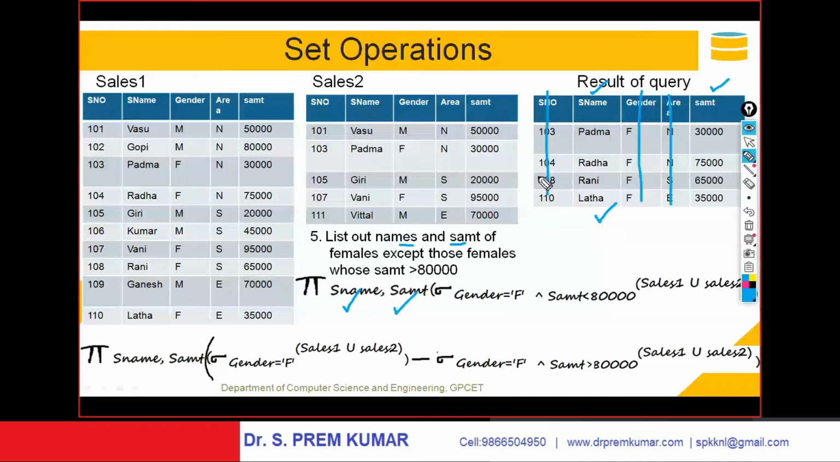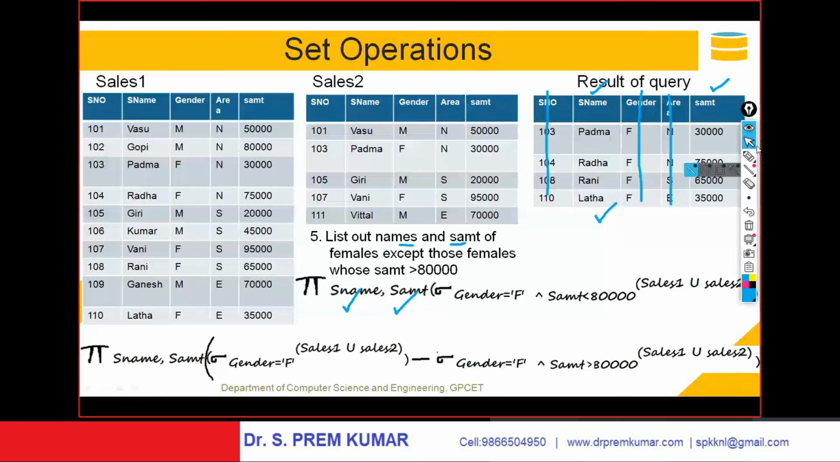Here in the question, he is not asking the details of all females. He is asking for all the females except those whose sales amount is greater than 80,000. Whose sales amount is greater than 80,000 means I don't want those females. Now, this can be done in different ways.